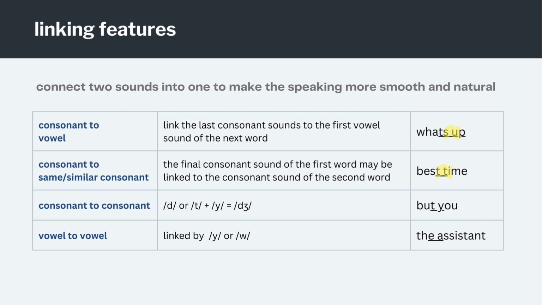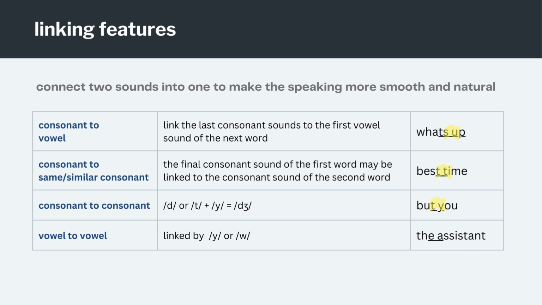Consonant to consonant linking. When the first word ends with d or t and the next word begins with y, it forms the sound j. Nobody, nobody but you. Did you hear that linking sound? But you. Did you? Vowel to vowel linking.